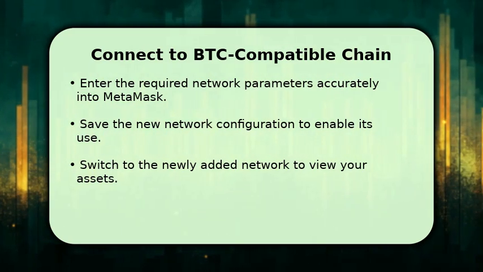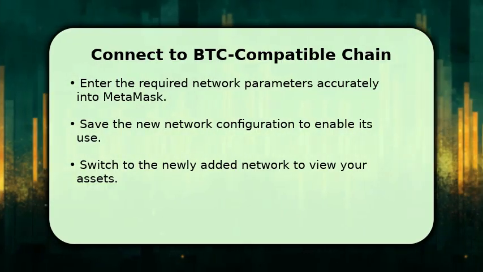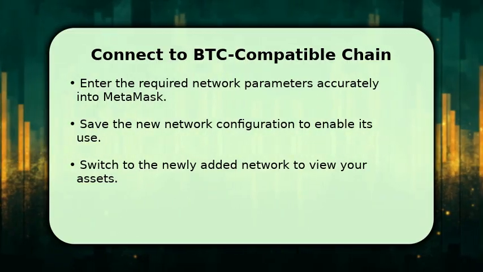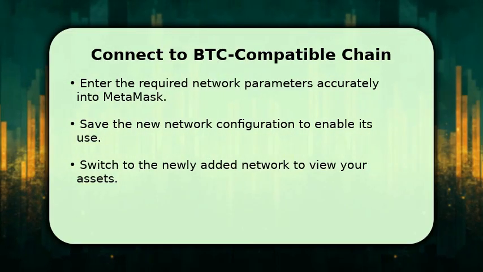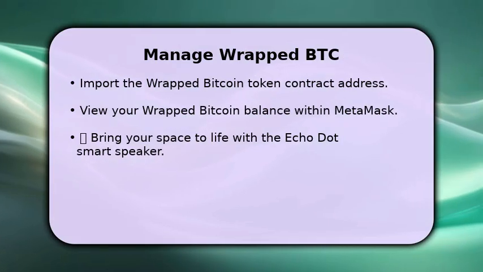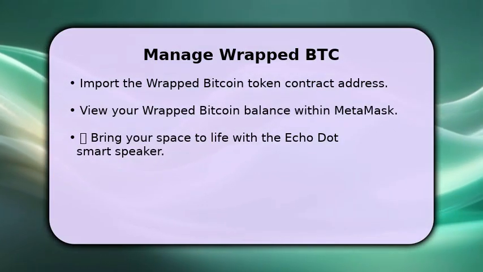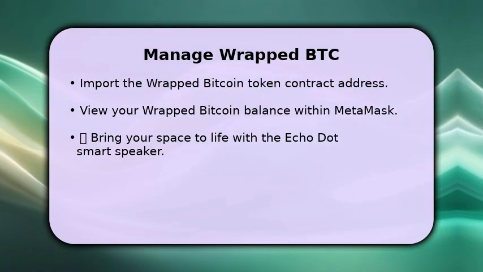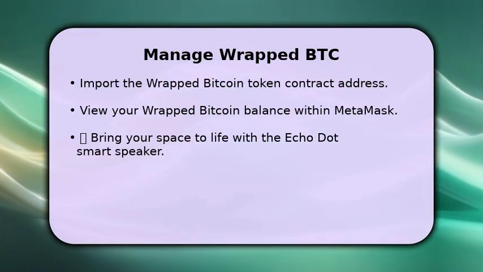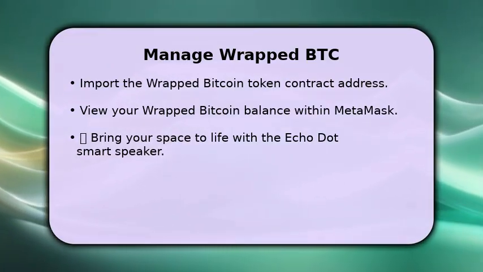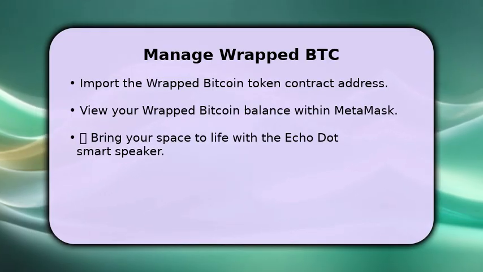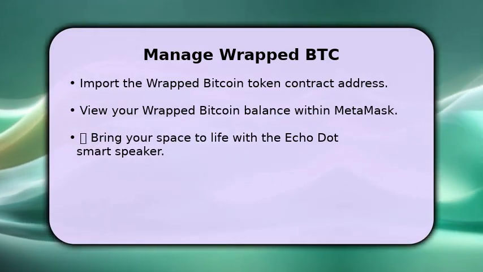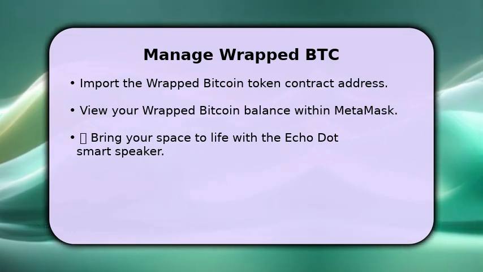After saving, switch to this newly added network from the drop-down. You can now interact with wrapped Bitcoin or other Bitcoin-pegged tokens on this chain. Finally, to see your wrapped Bitcoin, you'll need to import its token contract address into MetaMask. Click Import Tokens, paste the contract address, and add the token. Your wrapped Bitcoin balance will then be visible. Remember, this process allows you to manage a representation of Bitcoin on an Ethereum-compatible network.